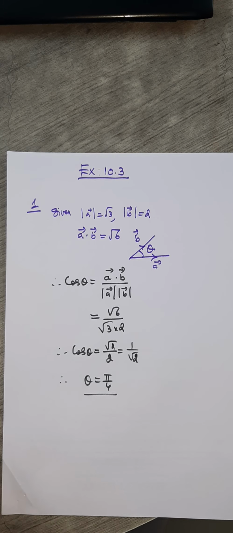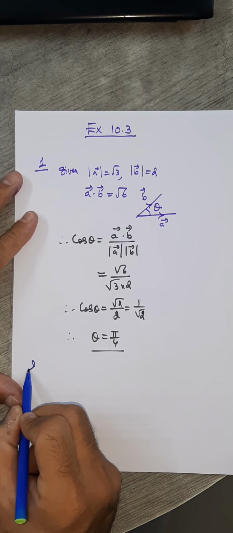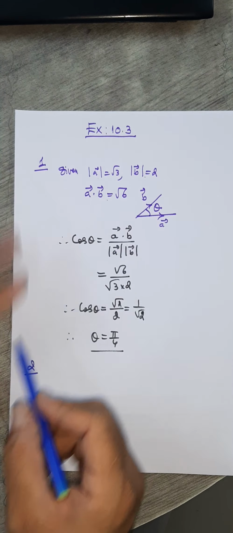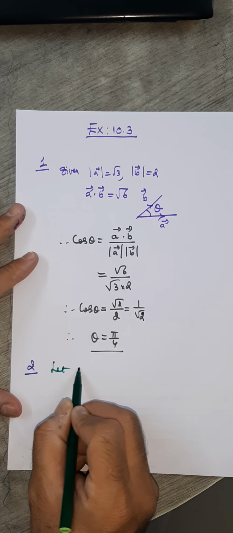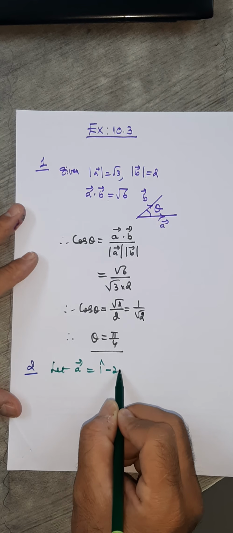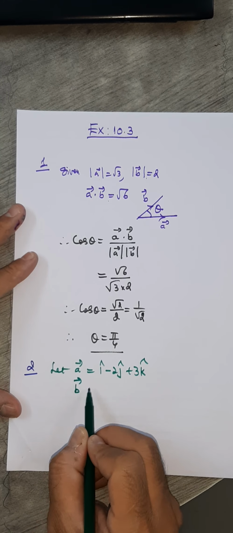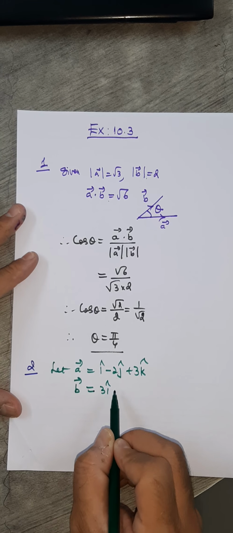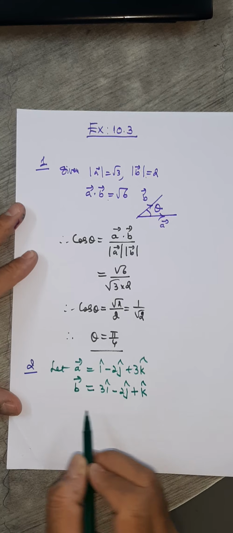Same way, the next question. You are given simply two vectors. Remember, we need to find these three things. I'll take the first one as vector A. What is that? i cap minus 2j cap plus 3k cap. What about vector B? That is nothing but 3i cap minus 2j cap plus k cap.